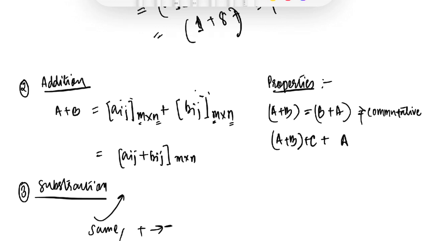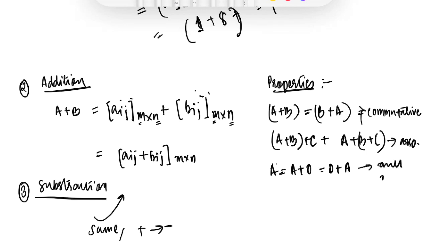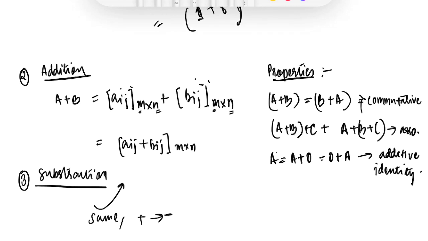Okay, and then a plus b plus c is also associative, so (a plus b) plus c will be a plus (b plus c), right? This is associative, right? And a is equal to a plus 0 or 0 plus a, and this is known as the additive identity. The 0 over here is known as the additive identity, right?